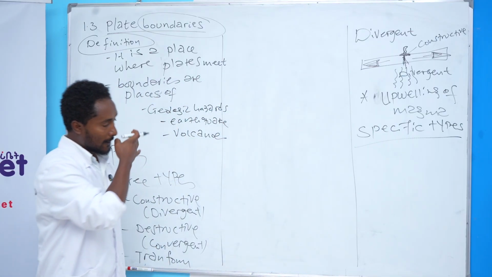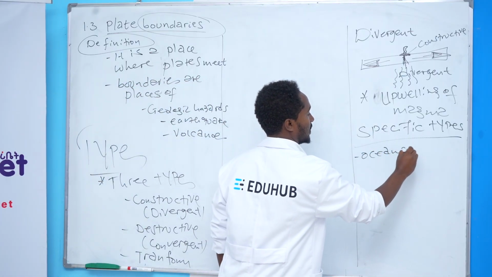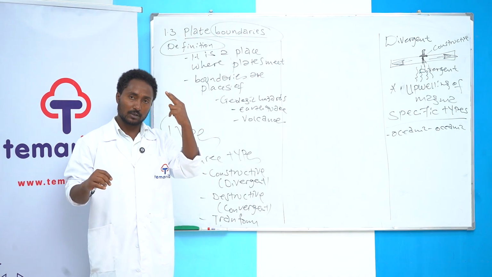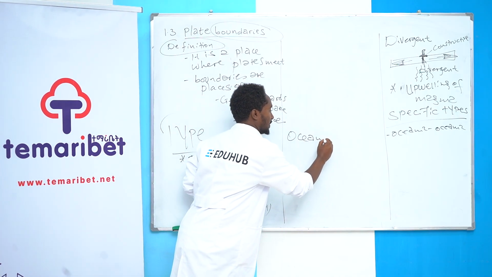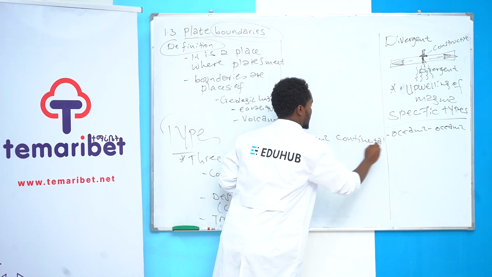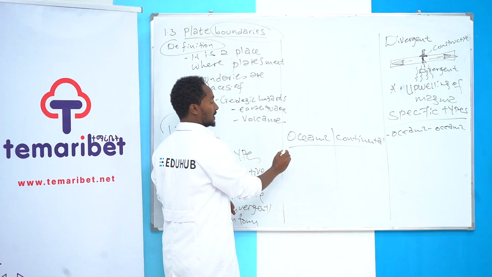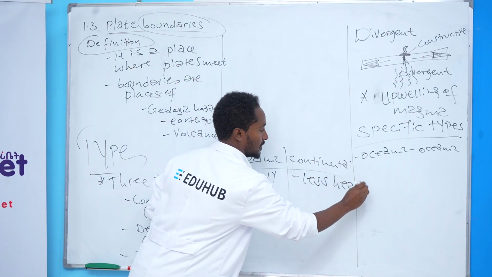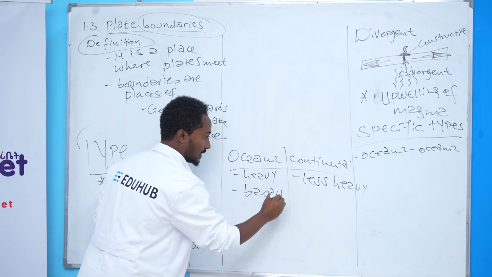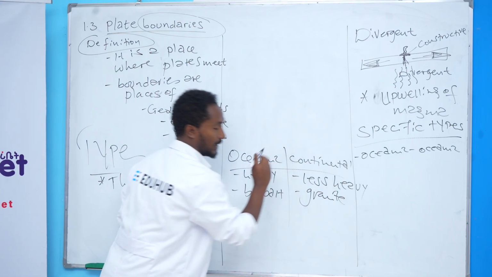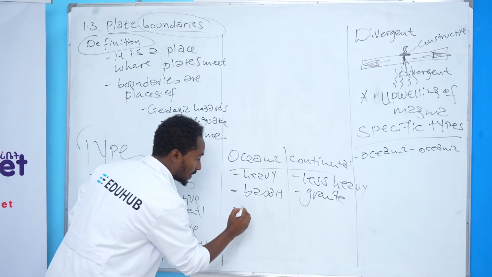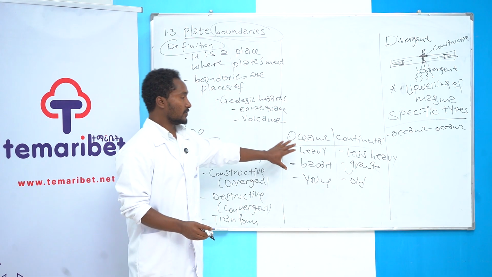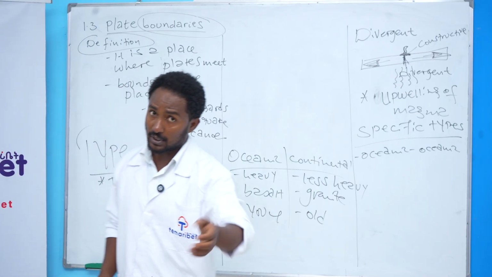Types. The first is oceanic. Plates are of two types, oceanic plate and continental plate. Oceanic and continental plates have different behavior. Oceanic plate is heavy, continental plate is less heavy. And oceanic plate is composed of basalt, continental plate is composed of granite. And oceanic plate is young and this one is old. Look, this difference results in the formation of different landforms.